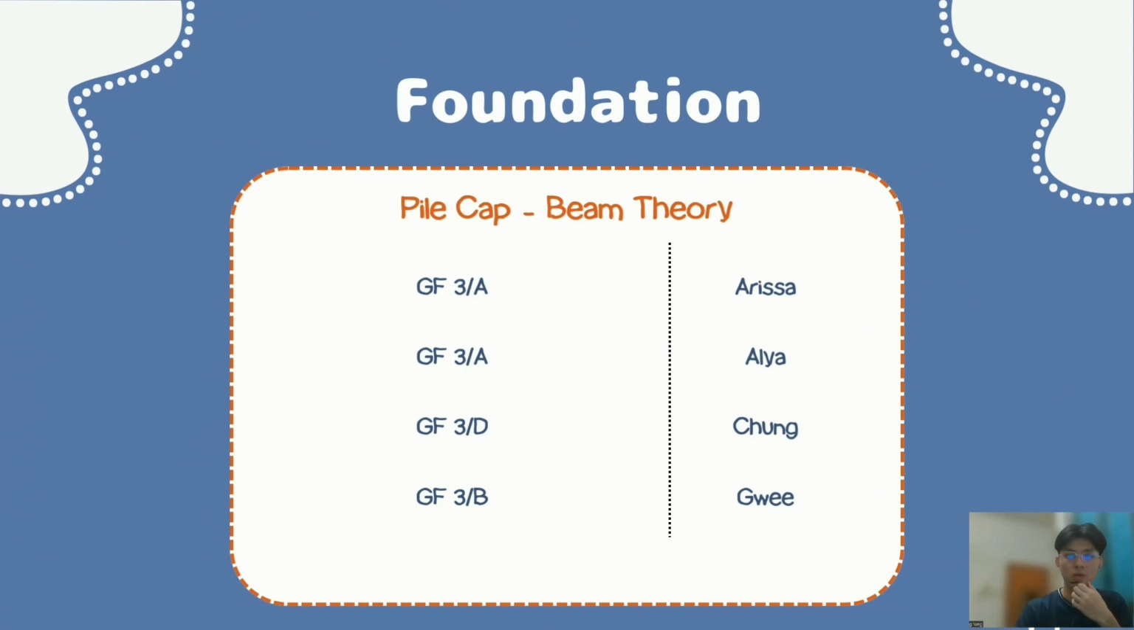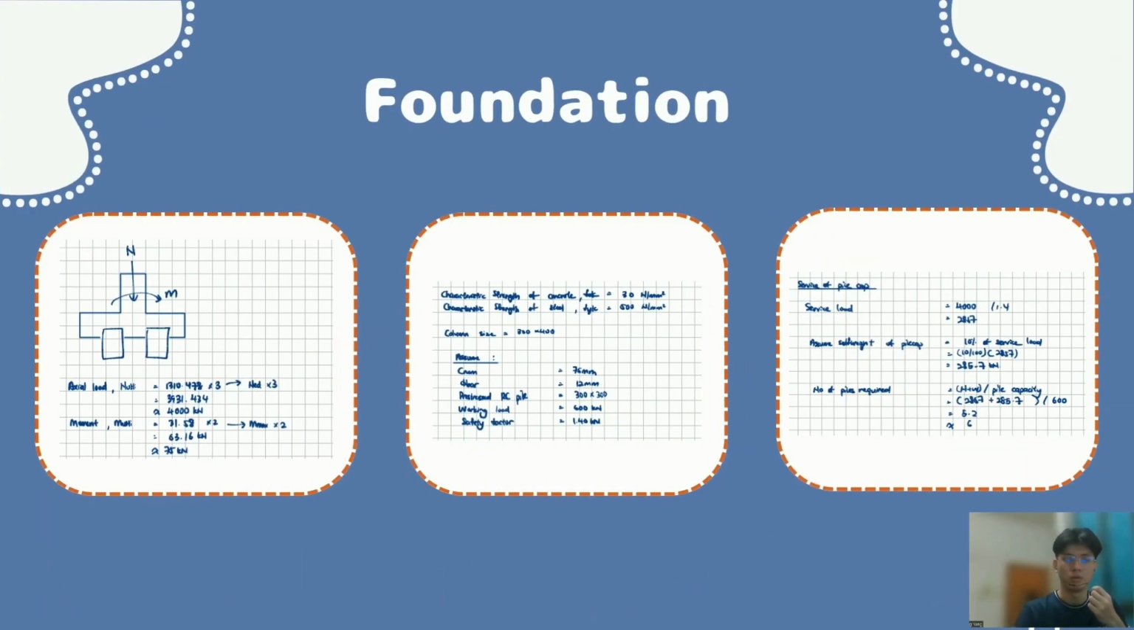All members are using PowerCAD with beam theory for the calculation. The selected foundation for each member is the same as the selected column. I will be using my part, ground floor 3B, as an example for the explanation. The actual load and the moment applied on the foundation is calculated from the column design. The column size is designed to be 300 mm times 400 mm.